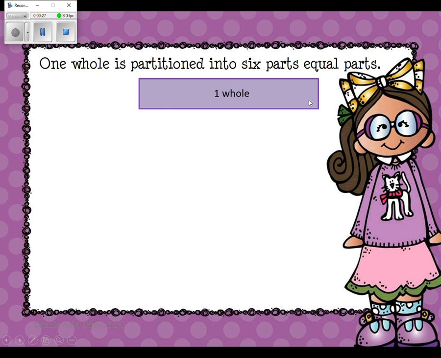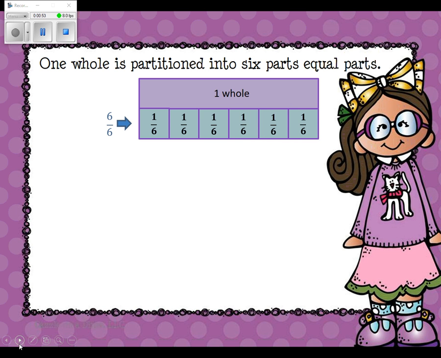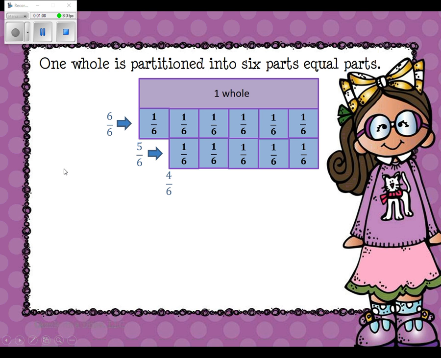We're going to start off with a whole, and we're going to talk about fraction comparison strips as we go through today. One whole is partitioned into 6 parts that are equal parts. So let's go ahead and do that first, and get those up there so you can see them. We've talked about fraction strips and folding. This is a different way that we're going to do it now. And we call these fraction comparison strips. I'm just going to let it run because we're going to get all of them.